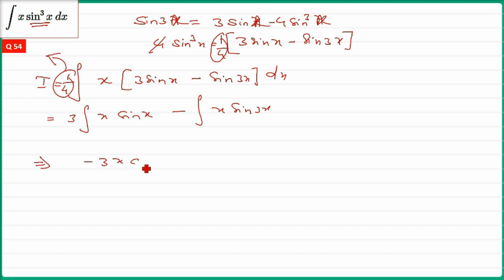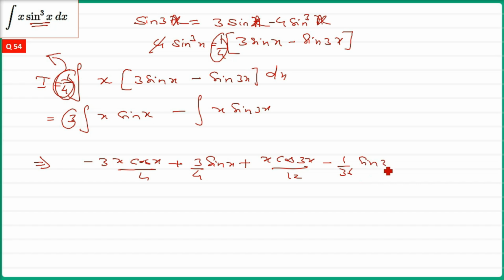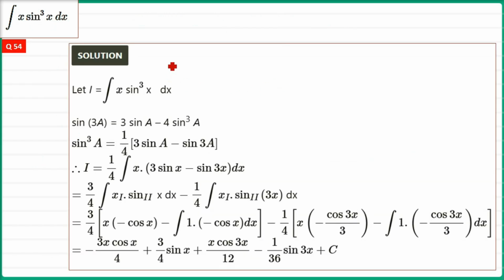So just match it. I am writing the final result, negative 3x cos x by 4. We have already dealt with this 1 by 4, and I am writing the final result here. Negative 3x cos x by 4 plus 3 by 4 sin x plus x cos 3x divided by 12 minus 1 by 36 sin 3x plus constant of integration. And those who are doing it by themselves, they want a reference. This is the reference for them. They can take an idea from here in order to complete their solution.